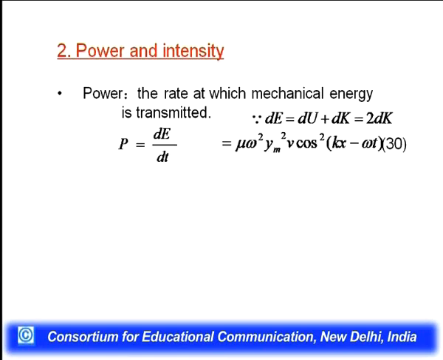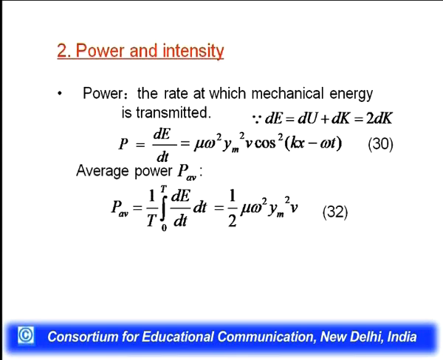And next is the power. Power we can define as the rate at which the mechanical energy is transmitted. We define power P equal to dE by dt, energy with respect to time, where dE is equal to dU plus dK, or we can write it as 2 dK because dU is equal to dK. So we can take 2 times the kinetic energy. Now P is equal to dE by dt.